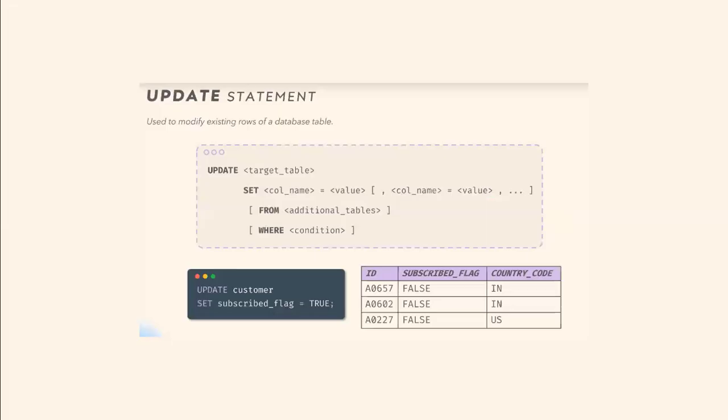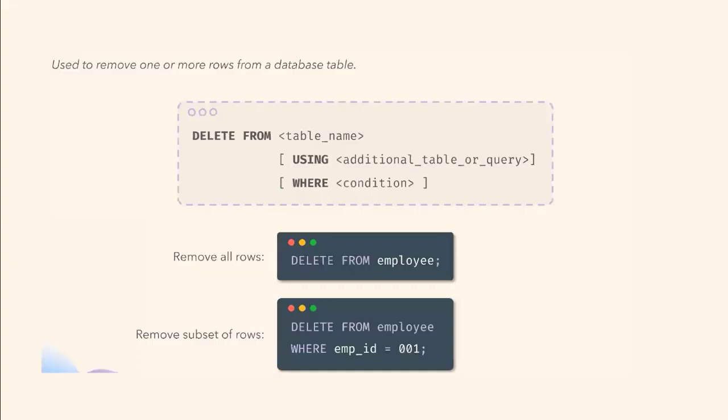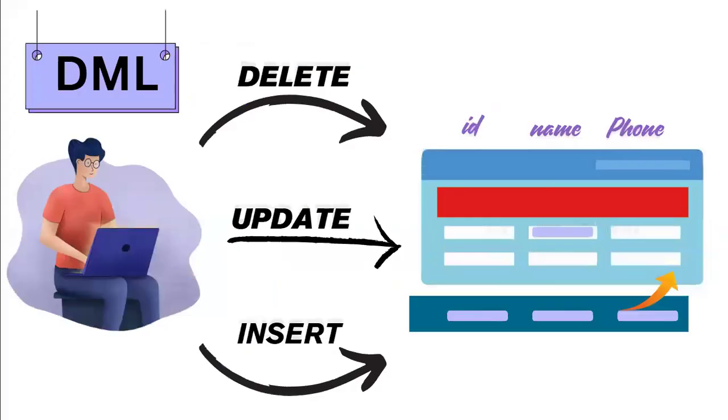We all know update, and this is the update syntax, and we know delete. I can delete all the records in a table, or I can delete only a few records in a table. Okay, so that's it about DDL and DML.